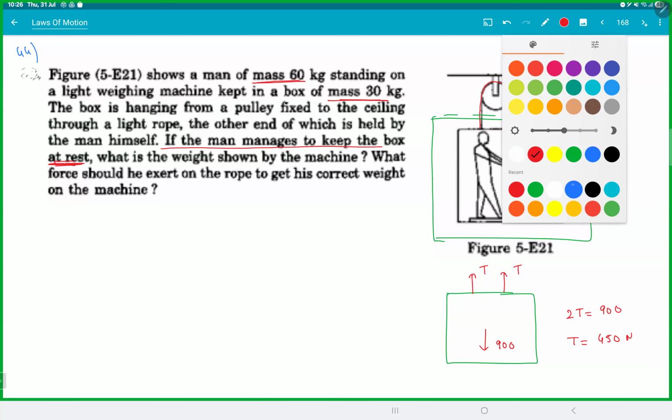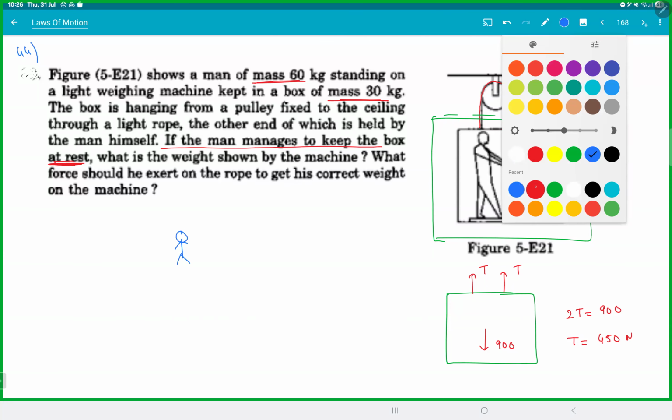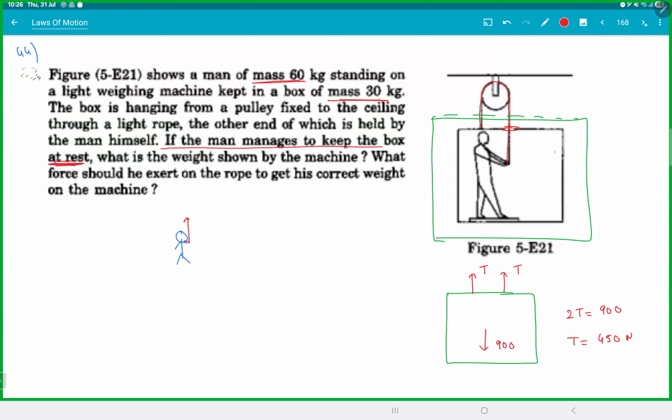Now take the FBD of the man. The string which he is catching, the tension is pulling him up. His own weight is acting down, which is 600. And we have a normal reaction. Acceleration is 0 because the whole system is at rest. Tension is 450. From here you can see normal reaction is 150 newtons.